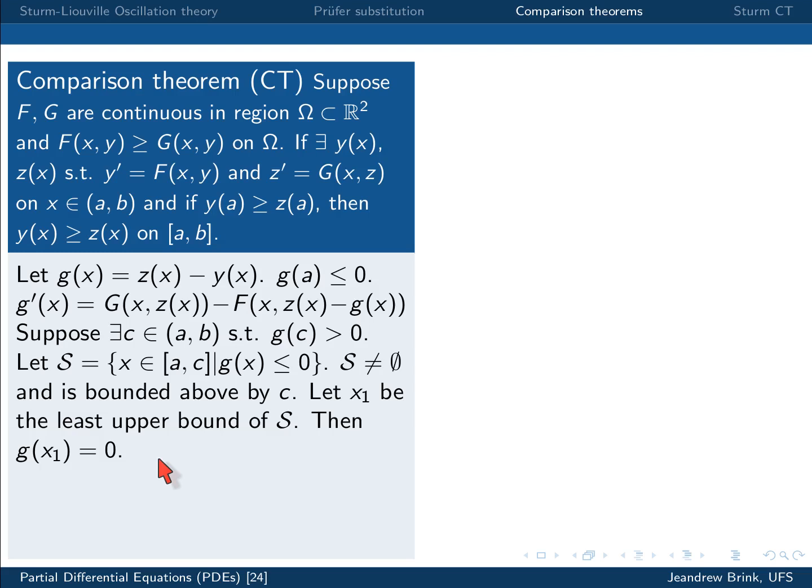But we also have more information, because g to the right of x1 is always positive, and g to the left of x1 is negative. We have that the derivative of g at x1 is greater than 0.